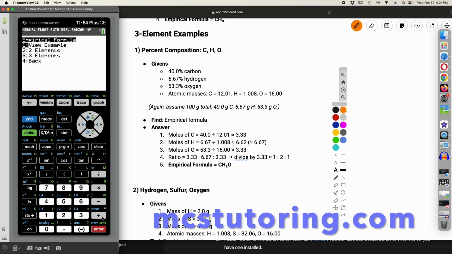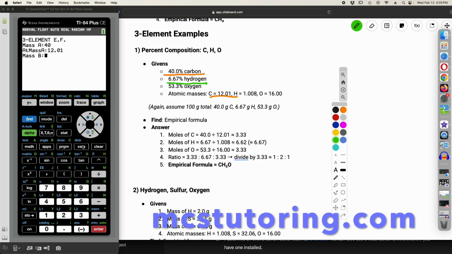Okay. Now we'll go to 3 element examples. So mass A, again, we got the percent thing. So we're just going to write that it's like 40 grams, right? And then the atomic mass of A, so carbon is a 40, and then that's going to be 12.01. So 12.01, enter. Okay, and I'll go green for the next thing.